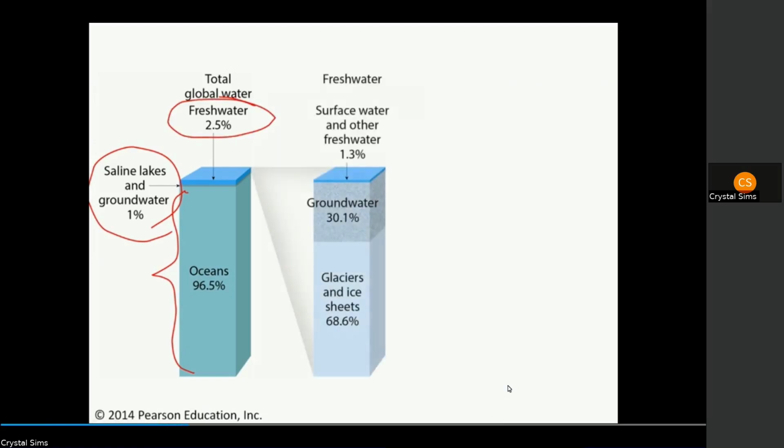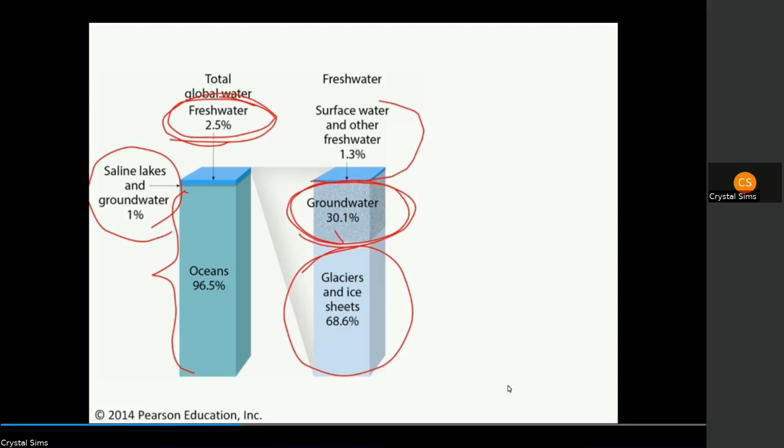Of the 2.5% of the world's water that is freshwater, about 68% of that is present in glaciers or ice sheets. Of the part that's not frozen, we see groundwater, and then there's about 1.3% of the total that is surface water and other fresh water.